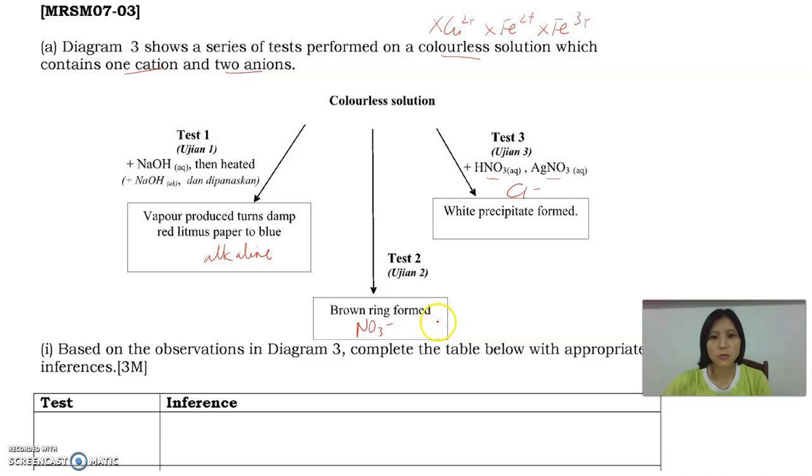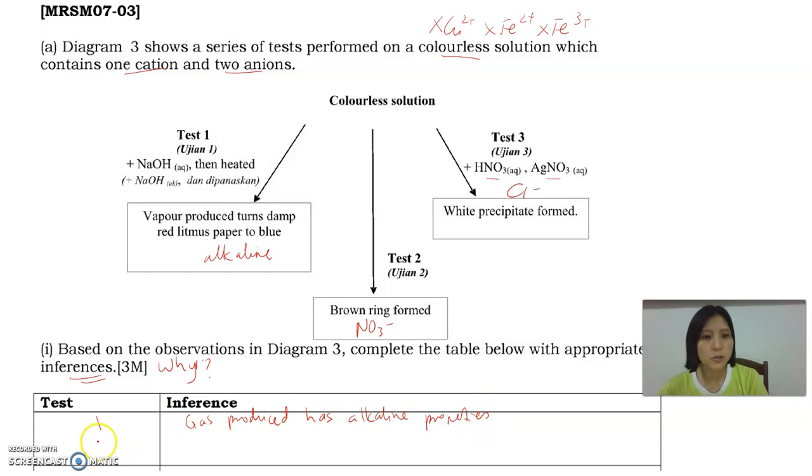So they ask you to write the appropriate inferences. Inferences means why. Explain why the observation is like that. What does it contain? So you can say for test 1, the inference is that the gas produced has alkaline properties.